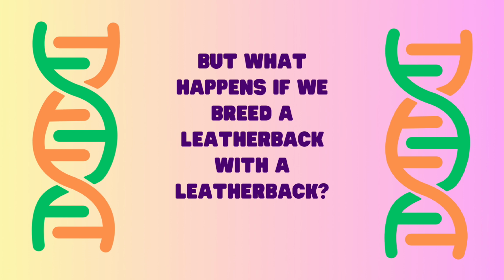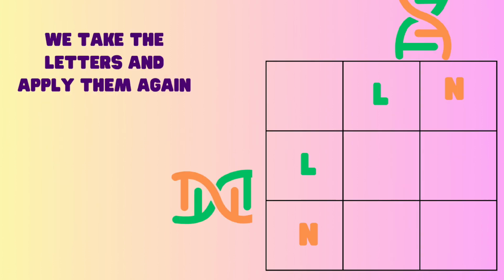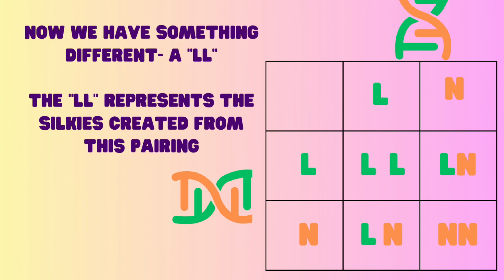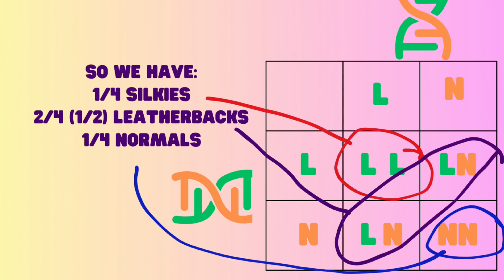But what happens if we breed a leatherback with another leatherback? So we can take those letters, the NL and NL, and apply them to the Punnett square again. Go ahead and fill out all the slots, and you'll see that we have an LL, 2 NLs, and an NN. So that means that the LL is going to be the Silkies created from the pairing, which is a double copy of the leatherback gene. Now, aside from that, you've also got 2 squares worth, so 50% being leatherback, and 1 square worth being normals, so 25% normals.